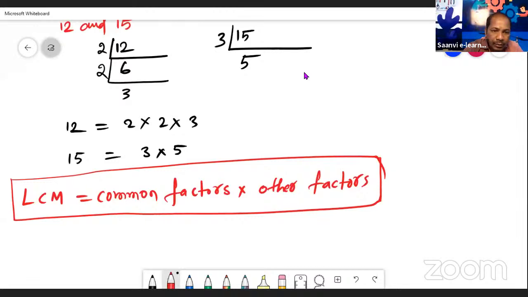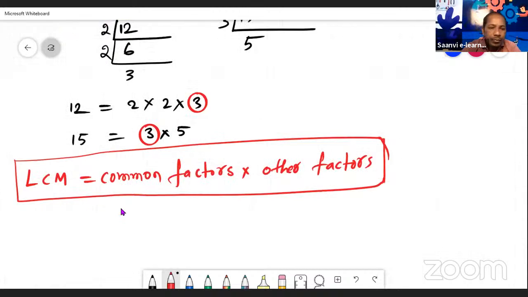Is 2 common in both numbers? Common factors means they should be present in both numbers, 12 and 15. 2 is not present. Okay, 3 is present now. So 3 is the common factor. So round off 3 here. Why? Because 3 is the common factor in both 12 and 15. It means the factor 3 is present in 12 and also 15. So we call that 3 the common factor.